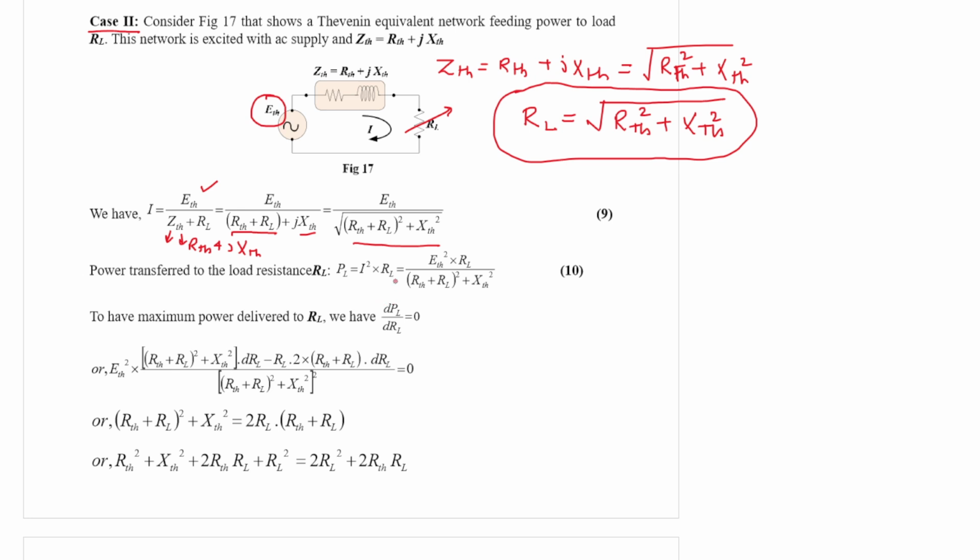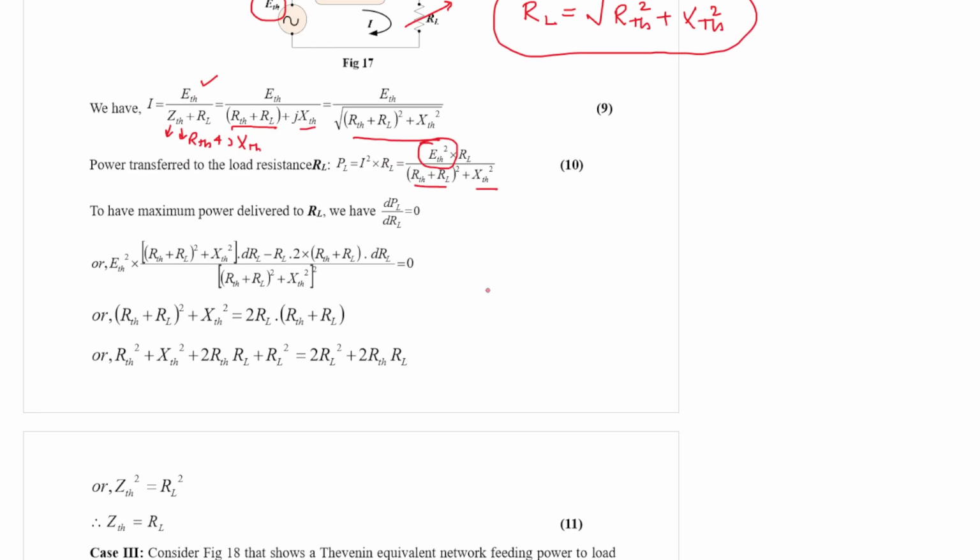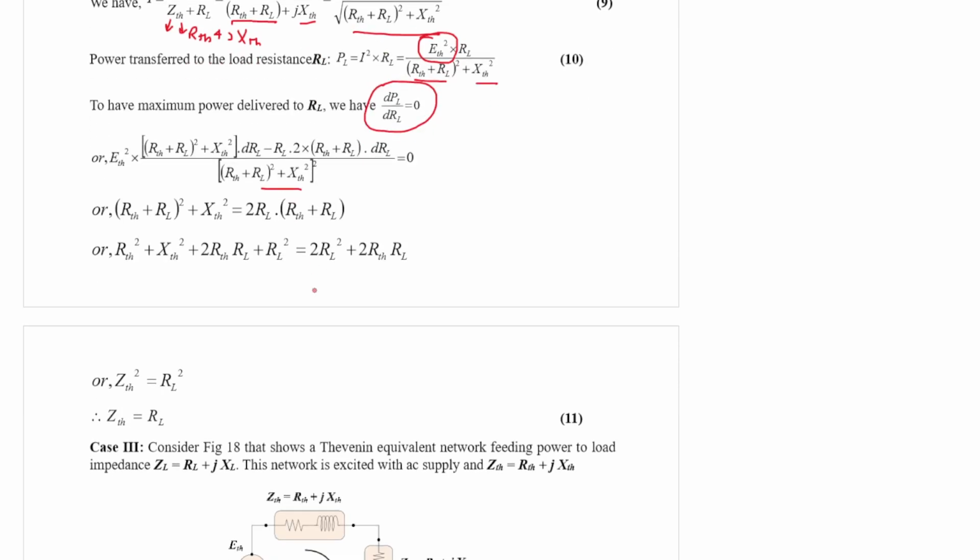So the power to be transferred is again I square RL, so ETH square divided by (RTH plus RL) whole square plus XTH square. Now to have the maximum power delivered to RL, you must have dPL by dRL equal to 0. So if you take the derivative of equation 10 with respect to RL and solve, you will get this result.